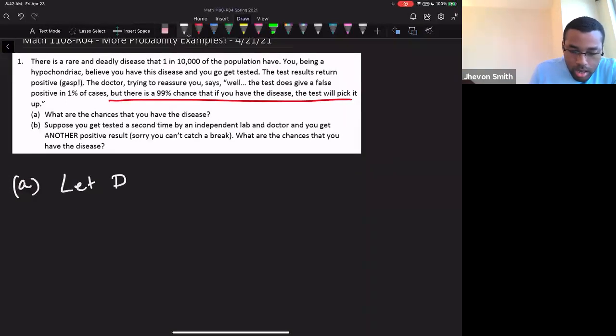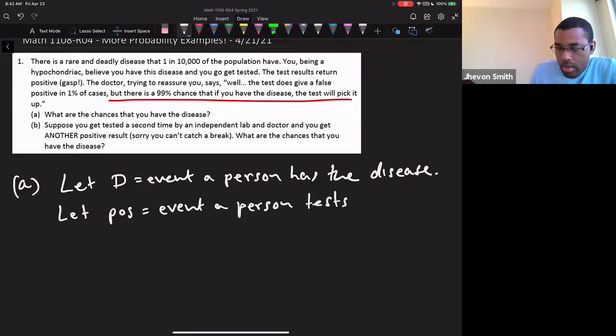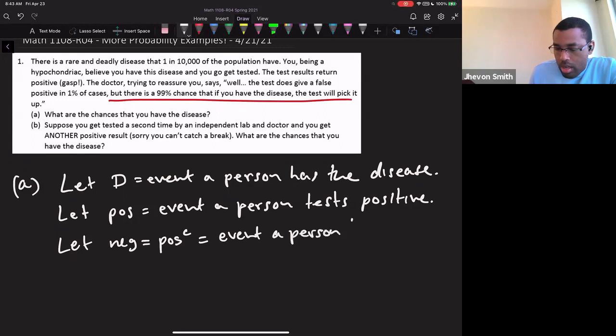Let D be the event a person has the disease. Let POS be the event a person tests positive. Let NEG, although I don't think we even use this, but the positive complement, be the event a person tests negative.